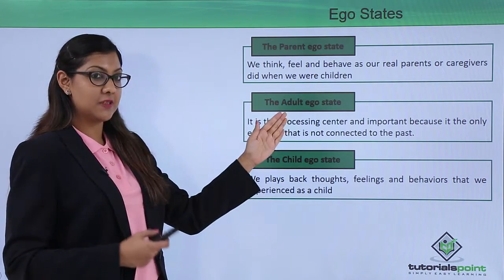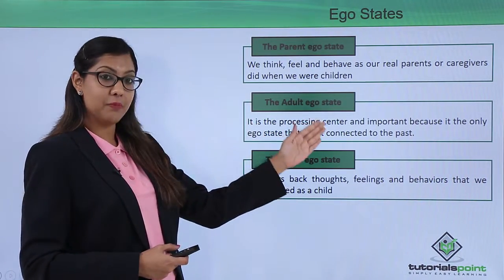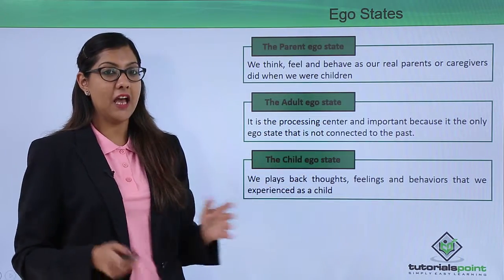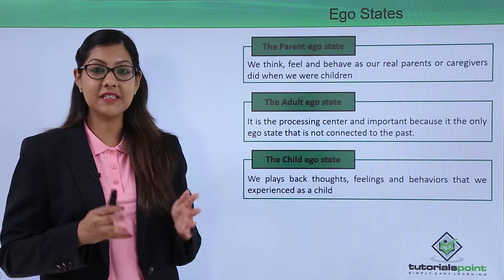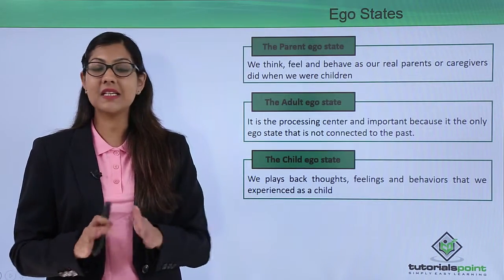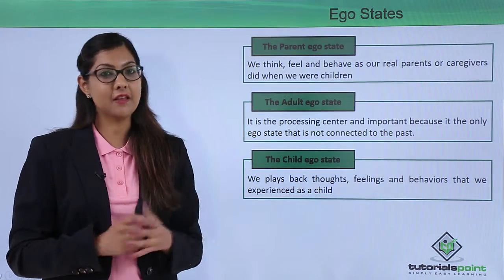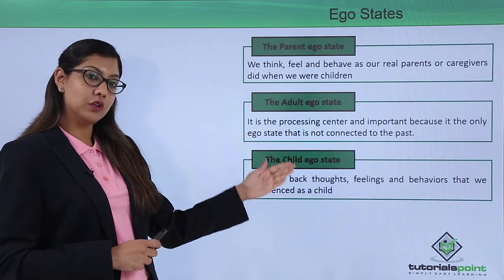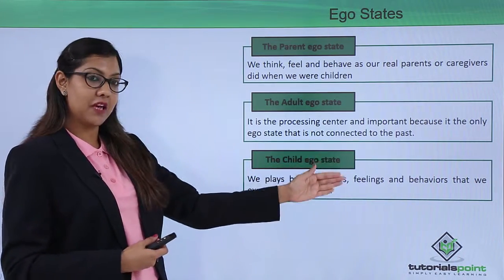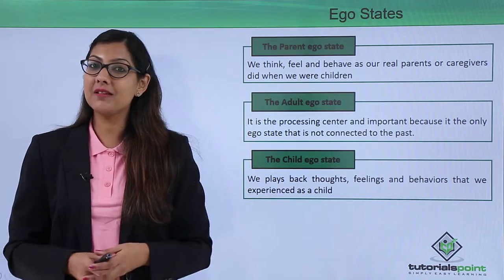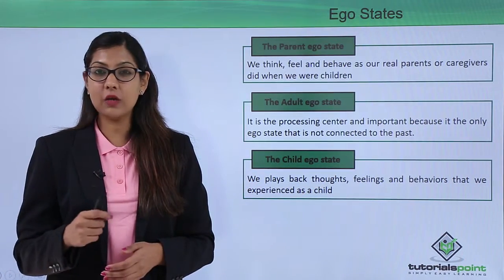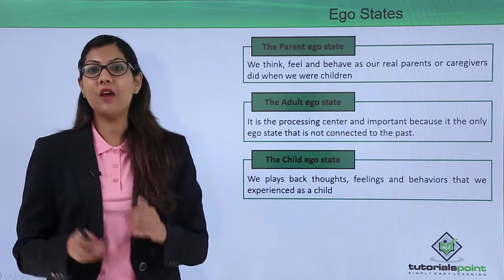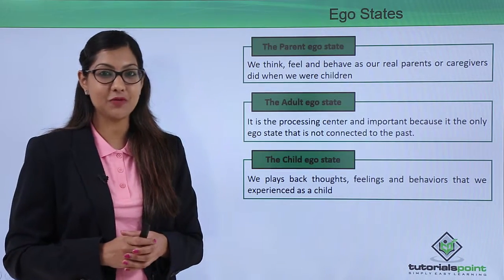The adult ego state is basically a processing center and important because it is the only ego state that is not connected to the past. When we are in the adult ego state, we are in the current moment. It has no value of anything in the past. In the child ego state, we play back the thoughts, ideas, feelings and behavior that we experienced as a child. So if as a child you had a lot of traumatic experiences, that part will reflect in your child ego state whenever you experience it as a dominant part of your personality.